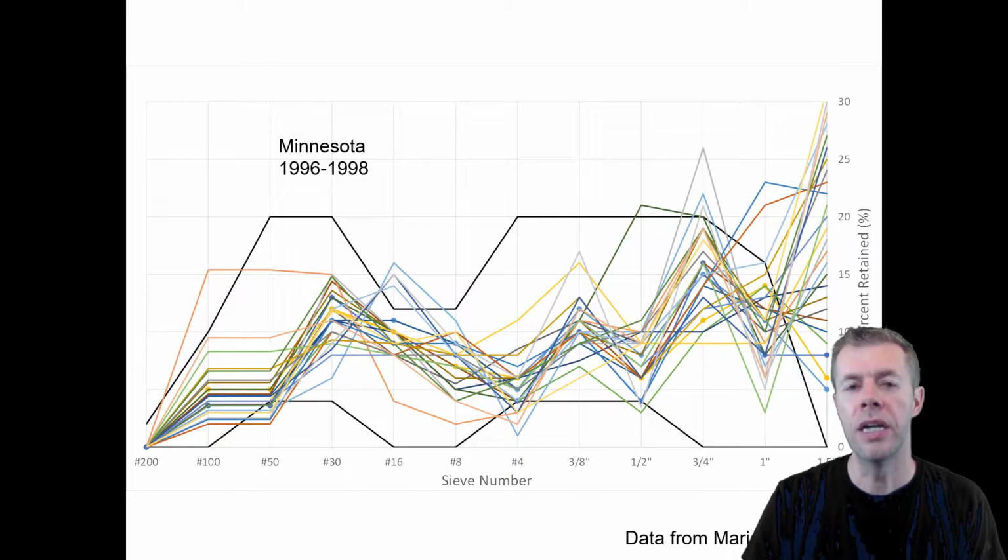In Minnesota, in 1996 and 1998, they tried to start to do optimized graded concrete. And here I'm plotting the sieves of the gradations they used versus the tarantula curve. And you can see they don't match very well. They're all over the place. And the performance of their mixtures was all over the place. And that was between 1996 and 1998.